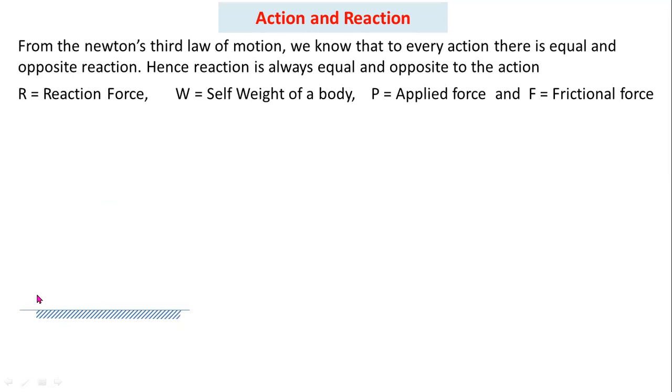Let's consider a horizontal rough surface. For a smooth surface, there is no friction. Okay, please remember, for smooth surfaces, there is no friction. For rough surfaces only, you have to consider friction. So here I consider a horizontal rough surface.